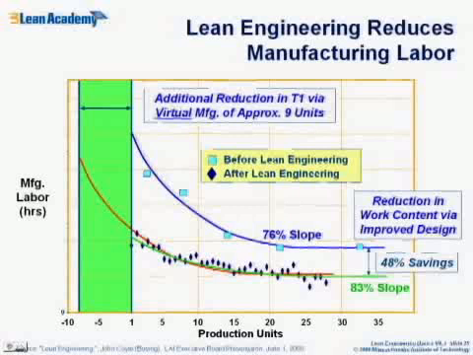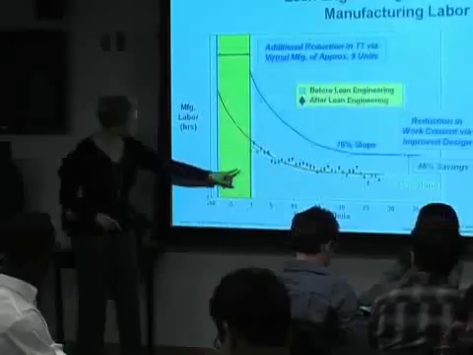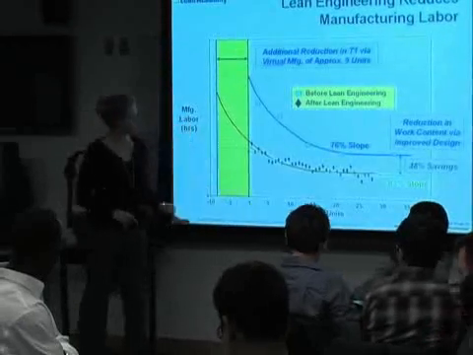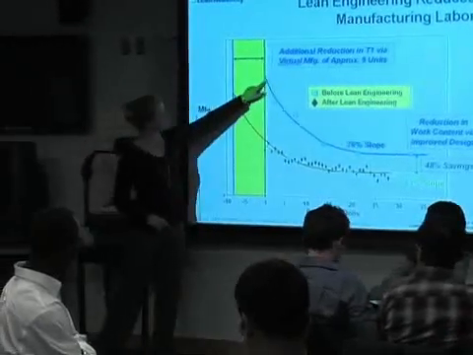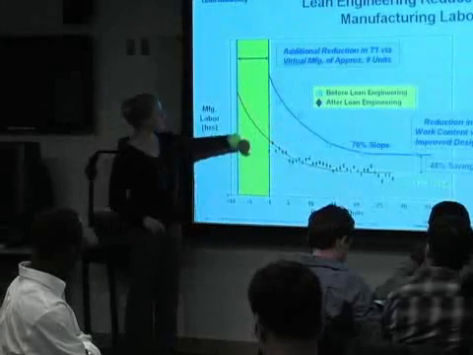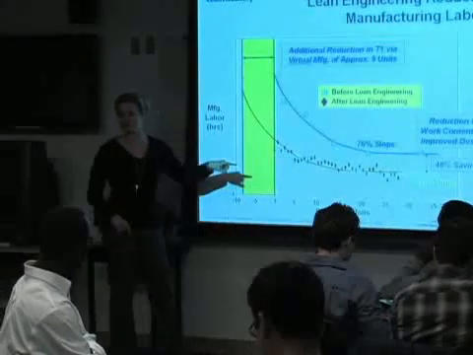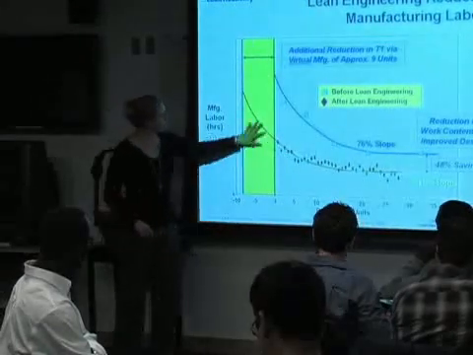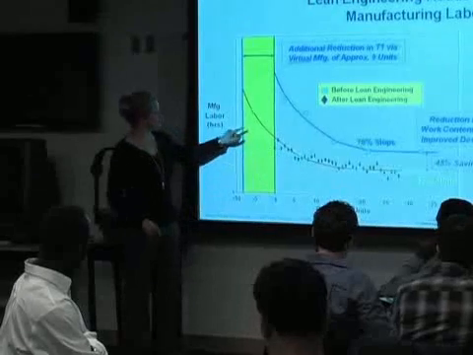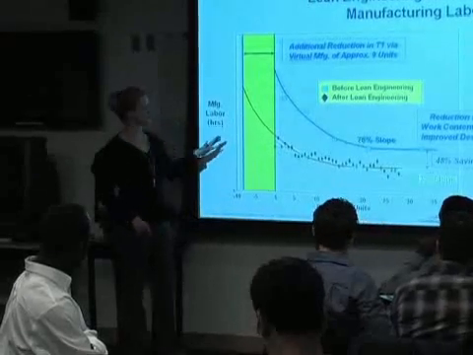Let's look at another example of how lean engineering tools help reduce the manufacturing labor. So what I'm showing you here on the y-axis is a count of manufacturing labor in terms of hours, and on the x-axis is the number of production units that we have. So right here is where the first physical production unit is made. This blue line right here shows the labor hours per production unit before lean engineering processes and tools were applied. This curve down here shows the results after lean engineering processes were applied.